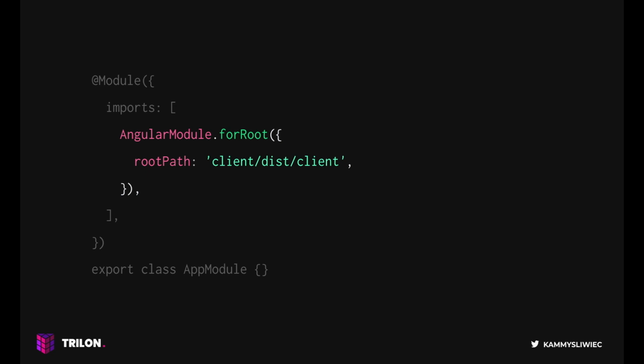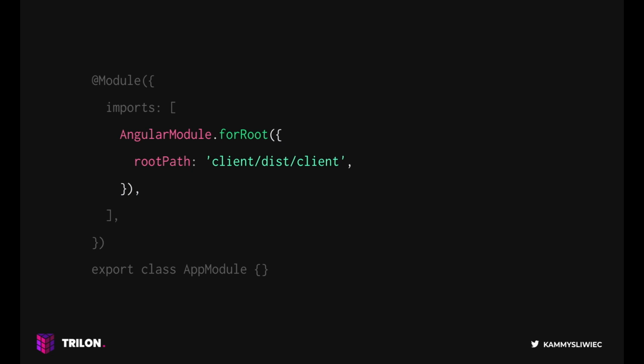And this is actually how the final API looks like. This is a Nest root module, which imports the Angular module. It calls the forRoot method in order to pass an options object so we can determine which path actually holds your Angular application, Angular bundle, and assets like images, fonts, and so forth.